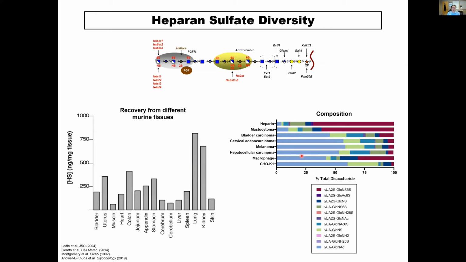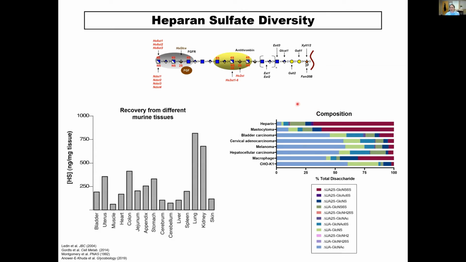So why is there such a diversity in structure across different tissues, for instance, or in disease states such as cancer versus normal tissue? So here I'm just showing some published data. For instance, if you pull out all the different tissues of a mouse and look at heparan sulfate levels in these different tissues, you can see it varies pretty widely between different tissues. And again, it's not fully understood at this point what regulates these differences in heparan sulfate amounts.